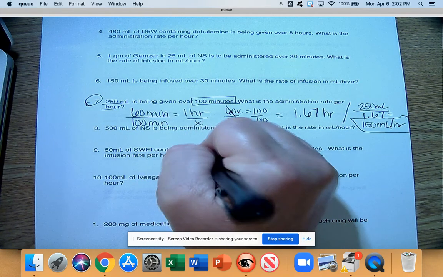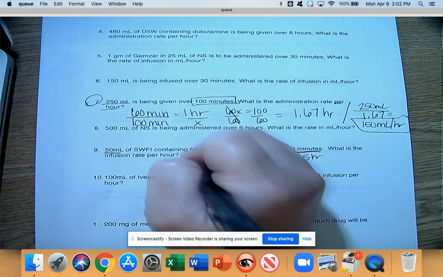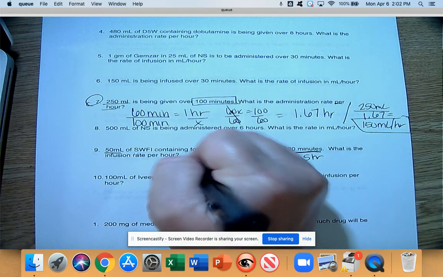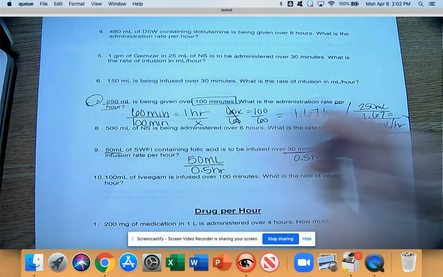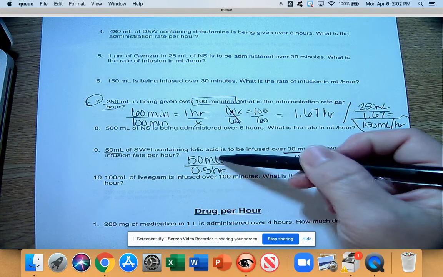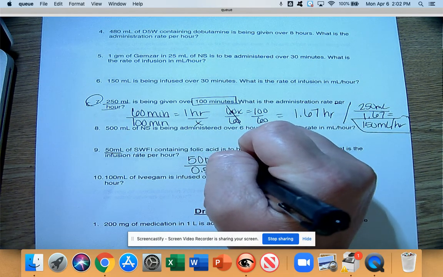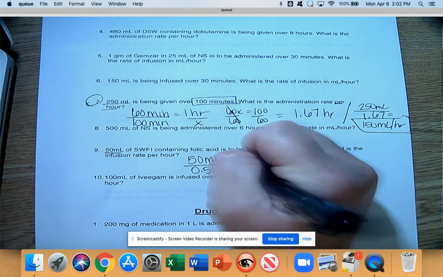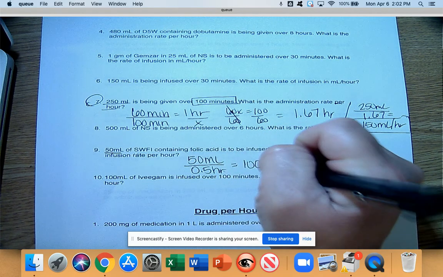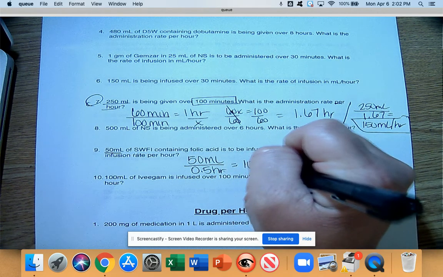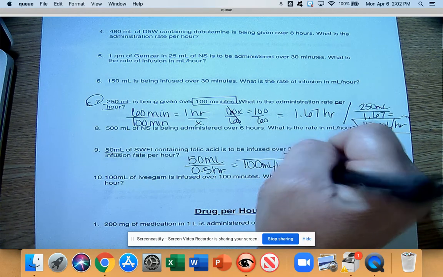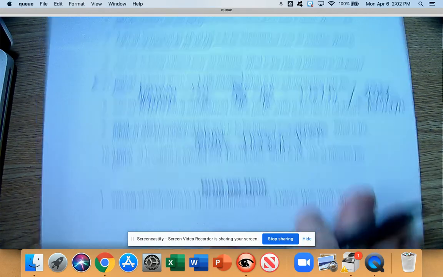We've got a 50 ml bag. It tells us right there. It's going to go over 30 minutes, which I know is half an hour. So just be sure that what you're dividing by is in hours. So 50 divided by half an hour means that it's going to run at a rate of 100 mils per hour. Okay, pretty simple. All right, let's move on to drug per hour.